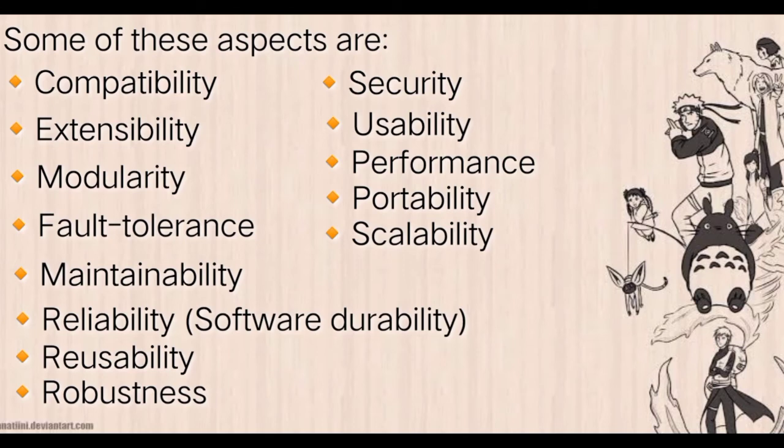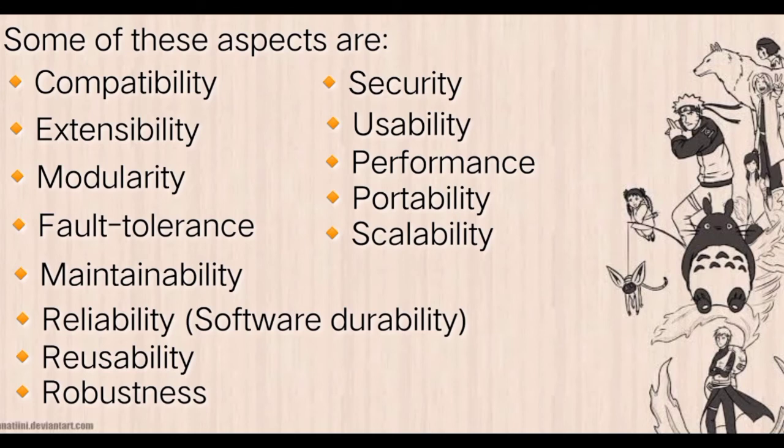Fault tolerance. The software is resistant to and able to recover from component failure. Maintainability, a measure of how easily bug fixes or functional modification can be accomplished. High maintainability can be the product of modularity and extensibility. Reliability or software durability. Software is able to perform a required function under stated conditions for a specified period of time. Reusability, the ability to use some or all of the aspects of the pre-existing software in other projects with little to no modification.